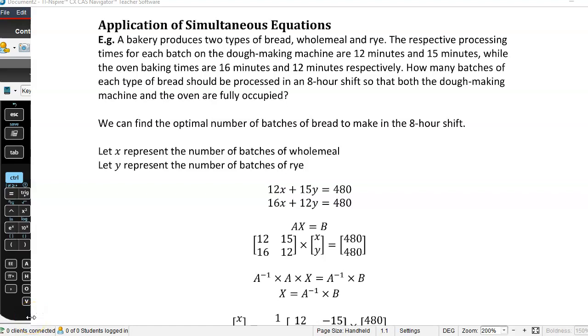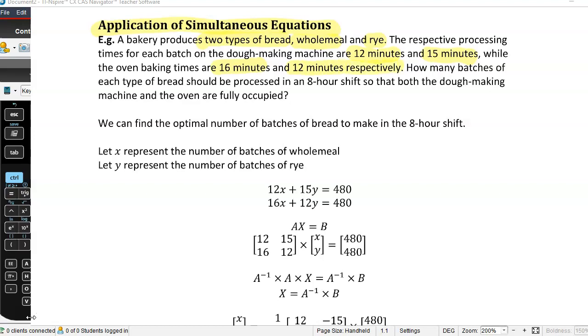Alright, so let's look at how we use simultaneous equations, applications of simultaneous equations. A bakery produces two types of bread, wholemeal and rye. The respective processing times for each batch on the dough making machine are 12 minutes and 15 minutes, while the oven baking times are 16 minutes and 12 minutes respectively.